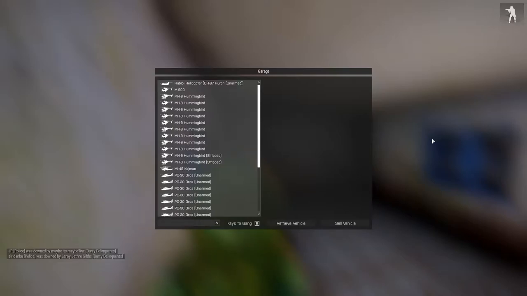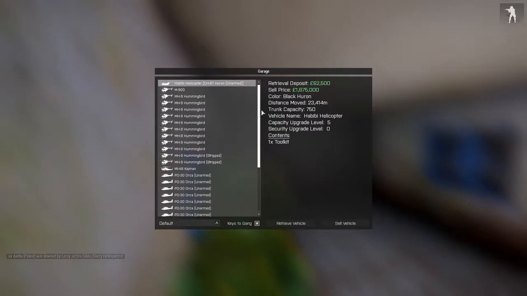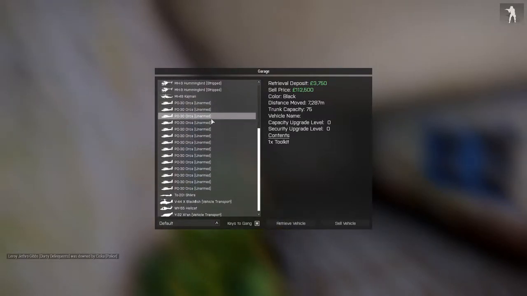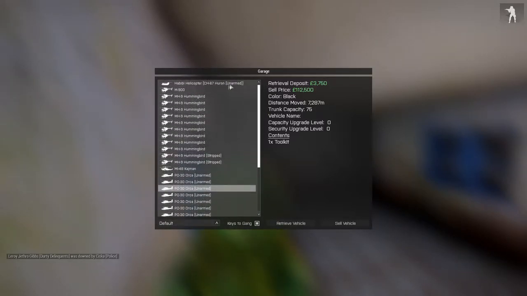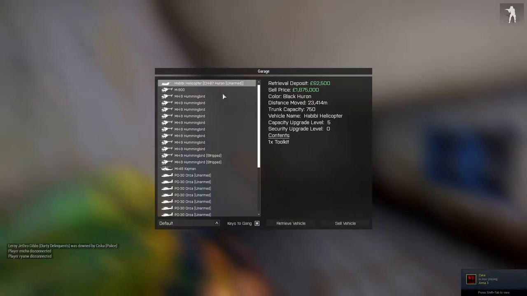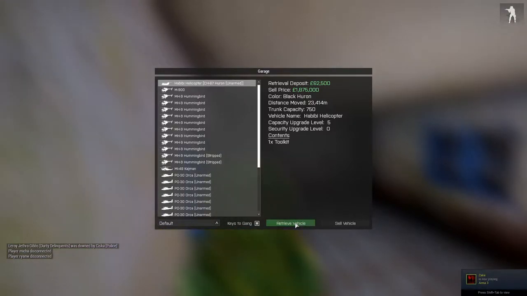The only license you're going to need for this run is the one where you can use air vehicles. So for this run, I'm going to be using the Huron. However, you can use any helicopter. If you've not got enough money to buy the Huron, you can start off with a smaller helicopter and work your way up. But what I'd recommend is just doing LSD or weed or something to make the money to buy a Huron, then begin doing this.